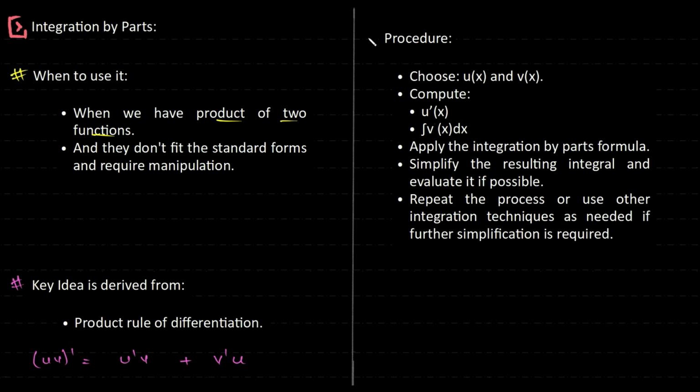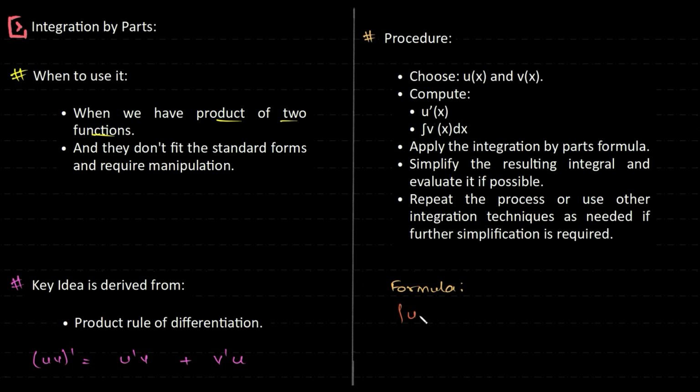So what is the procedure? We have to classify the given, see there are two functions, is it not? It's a product of two functions. So we have to classify one of them as u of x and the other one as v of x. And then we have to compute, that is, find the derivative of u and integrate v. Then apply the integration by parts formula. So the formula looks like this.